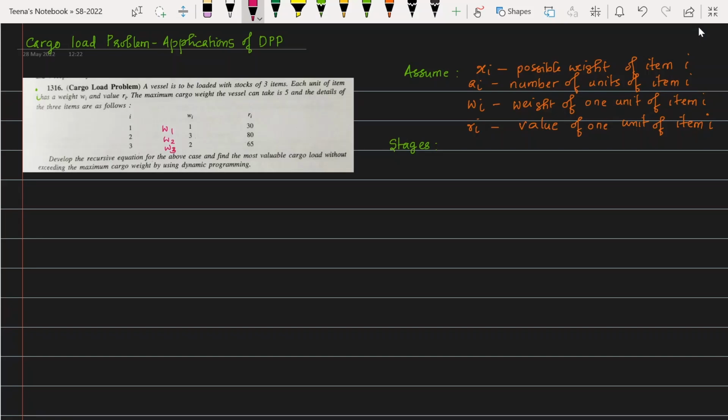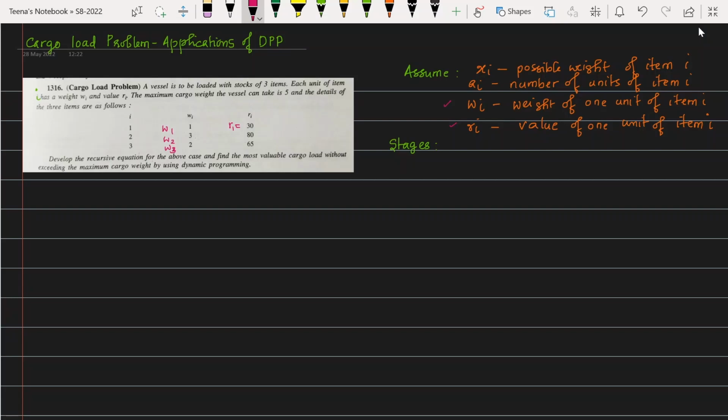So here we defined it in that way. Wi is the weight of 1 unit of item i. Then Ri is the value of 1 unit of item i. So R1 is 30, R2 is 80, and R3 is 65. So we define Ri, it is already defined in the question, value is Ri.